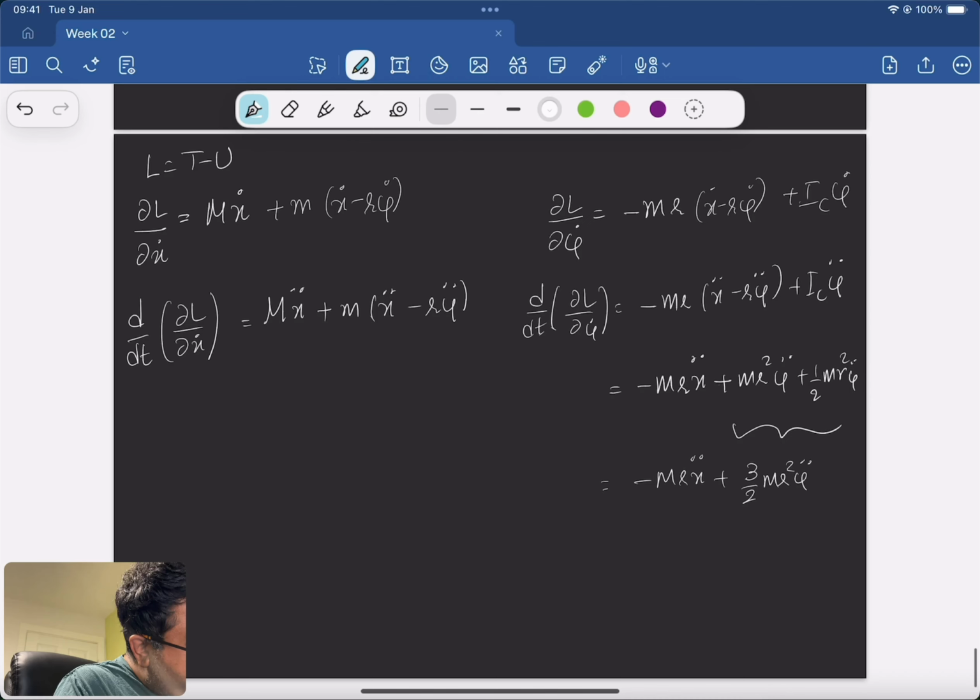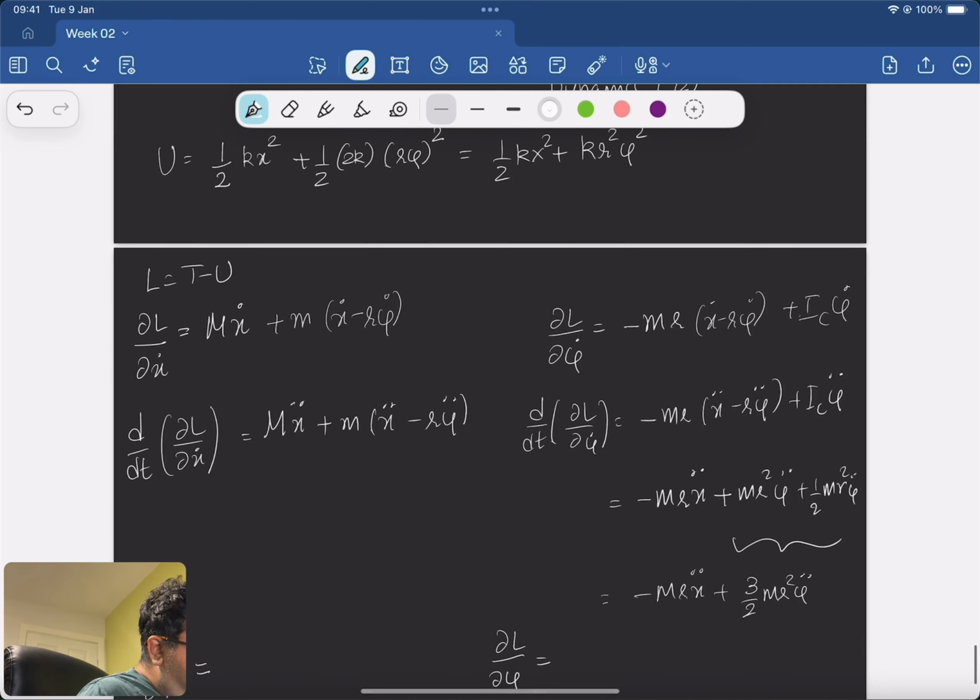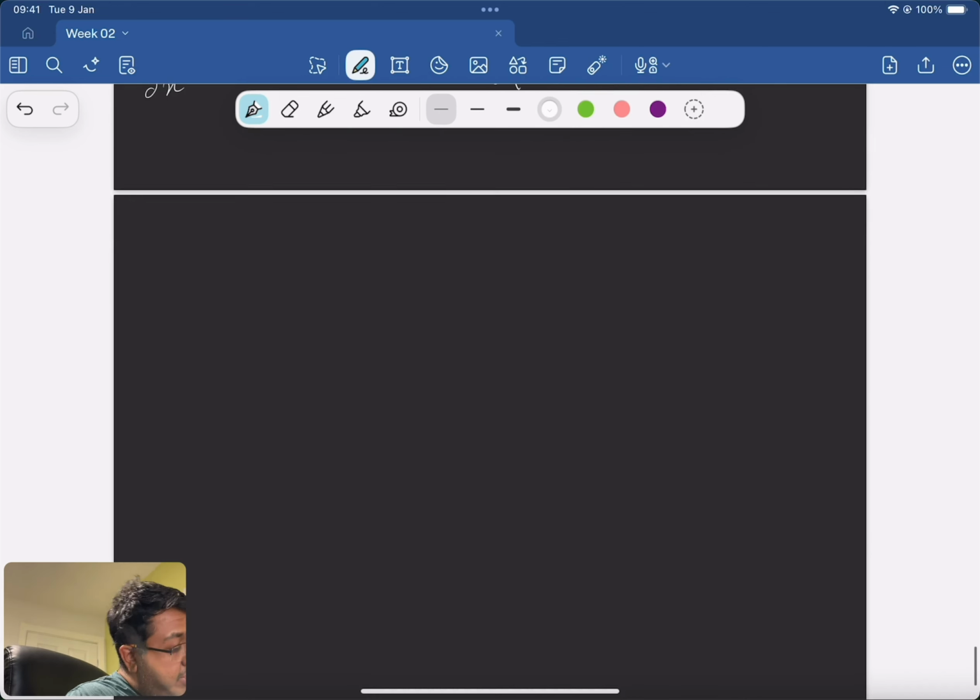Similarly, I can write the last terms that we need. We still need the generalized forces, so dou L by dou x and dou L by dou phi, right? So I can get these terms from my potential energy. This is nothing but k into x, and here I have k r square, or 2k r square into phi. Last thing I need is the generalized forces. So we have not used the generalized forces so far.